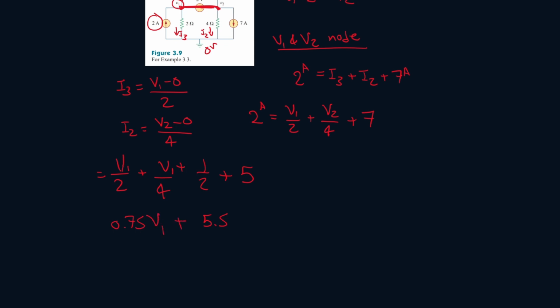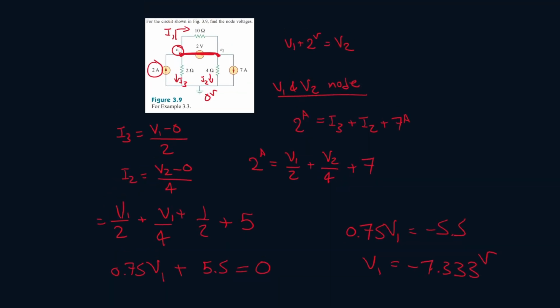Now let's solve for V1. Let's bring the 5.5 to the other side. This is all equal to 0. Divide both sides by 0.75, and then we get an answer of minus 7.333 volts. So that's what V1 is.